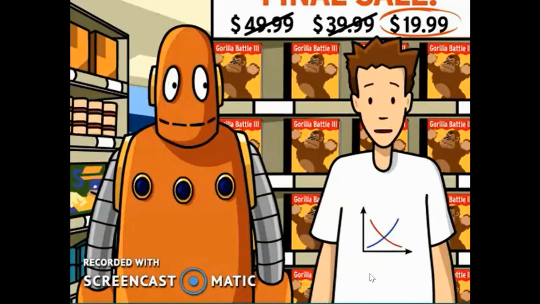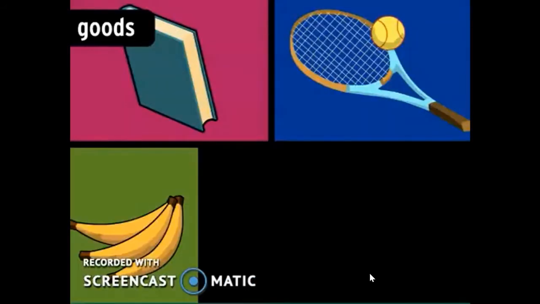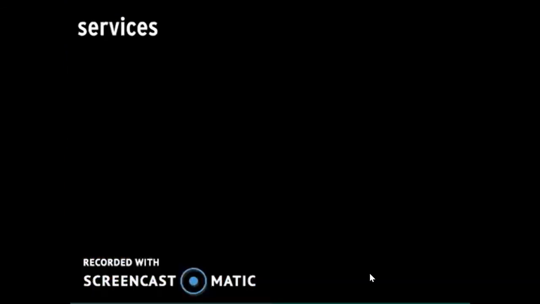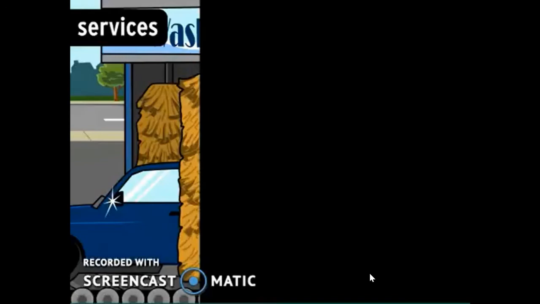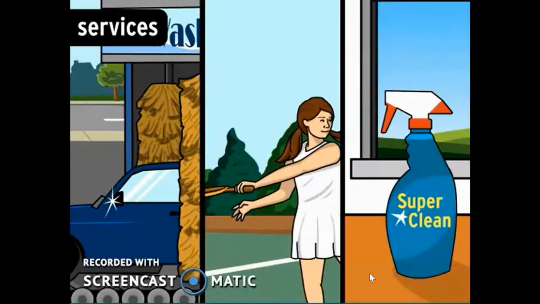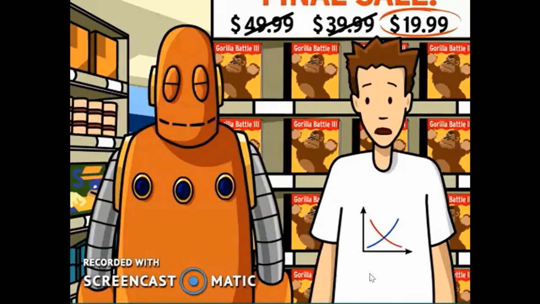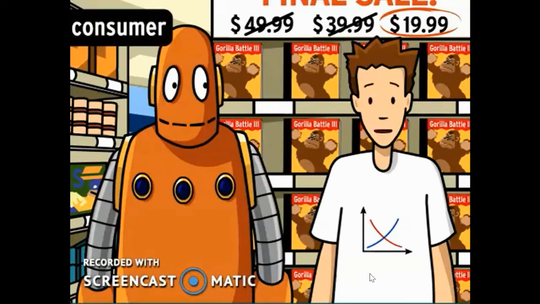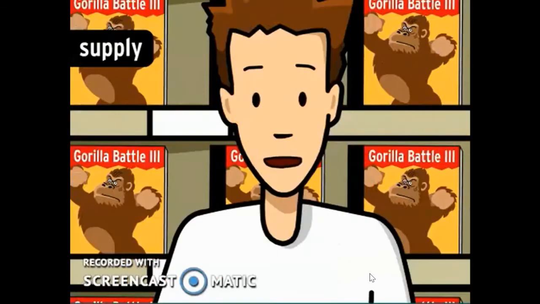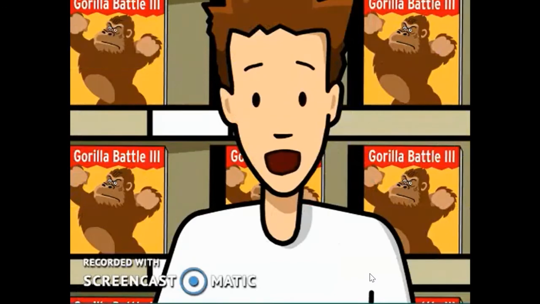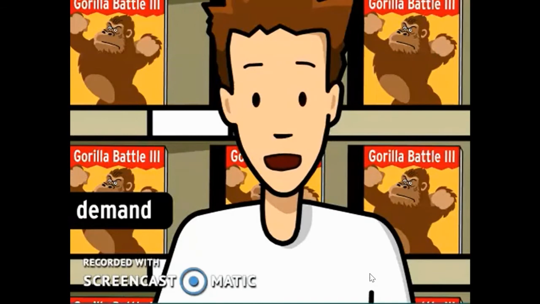The laws of supply and demand affect how much we pay for goods and services. Goods are material things like books, tennis rackets, bananas, cars, or even houses. Services are things that you need or want done, like car washing, tennis lessons, or house cleaning. No, being someone's friend isn't usually considered a service. Anyway, the price that you, the consumer, pay for a good or a service is determined by two things. First, there's supply. Basically, that's the amount there is of a good or service. On the flip side, there's demand. How much people want a product or service.